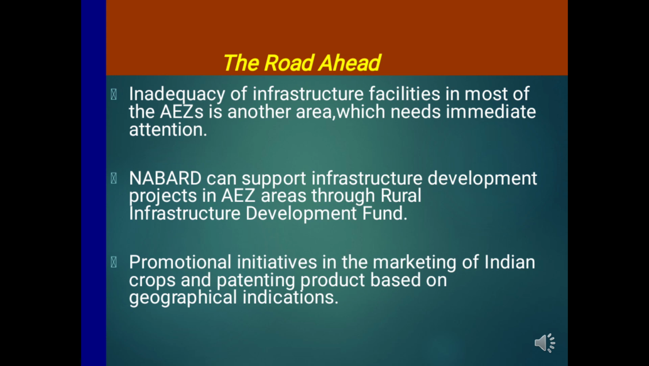Inadequacy of infrastructure facilities in most of the Agri Export Zones is another area which needs immediate attention. It can support infrastructure development projects in Agri Export Zone areas through the Rural Infrastructure Development Fund, promotional initiatives in the marketing of Indian crops, and patenting products based on geographical indications.